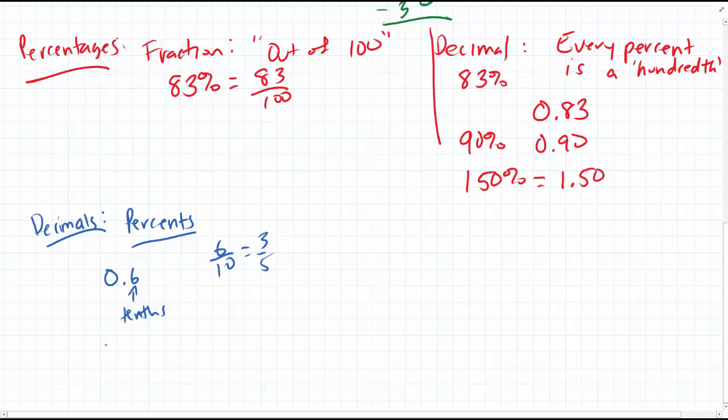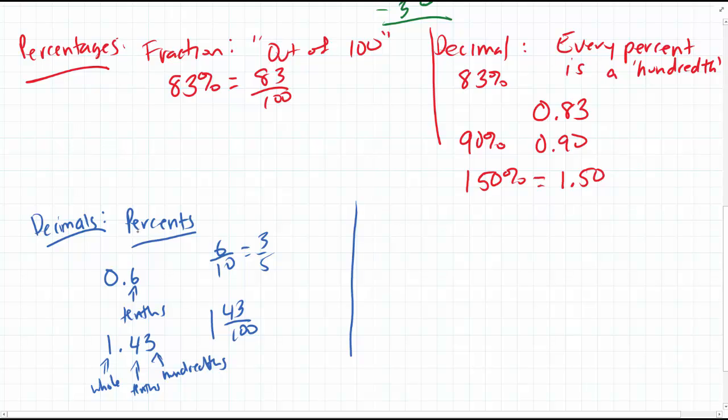Let's think of another. So what about 1 and 43 hundredths? Okay, if we read that correctly, this is the whole, tenths, hundredths. Okay, so we're going to have one whole, and how many hundredths? 43 hundredths. 1 and 43 hundredths. Okay, so that's decimal to fractions.